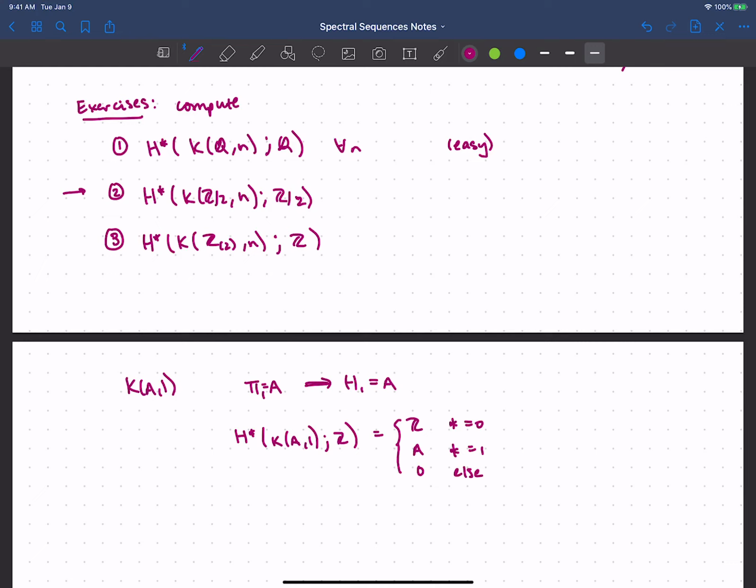Oh, and let me say, it would be good to start thinking about these computations. Absolutely do exercise 1 before we meet on Wednesday.